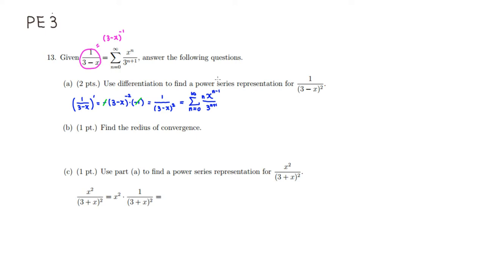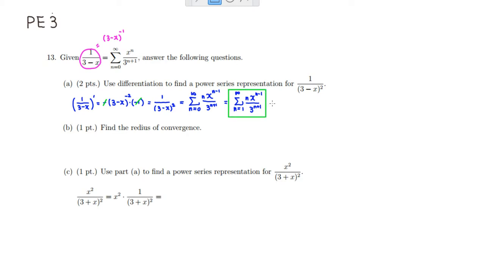Since when n equals 0 this term is going to be 0 because there's an n there, we can start from 1. So you have the summation, n goes from 1 to infinity, of n x to the n minus 1 over 3 to the n plus 1. That's the power series we're looking for. So that's part A.